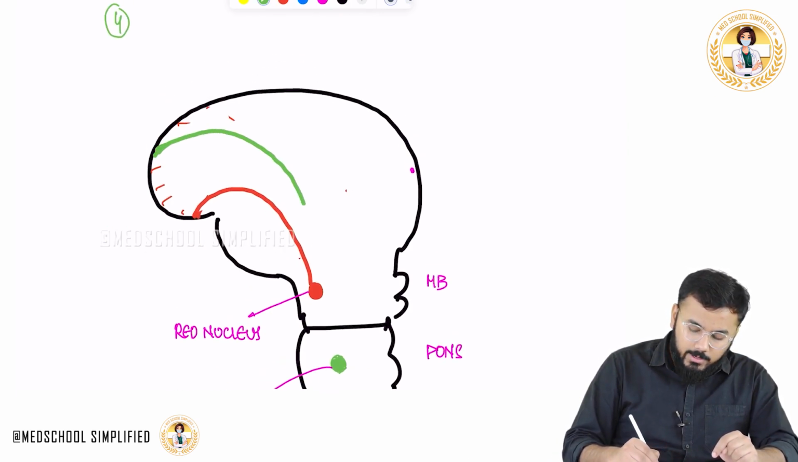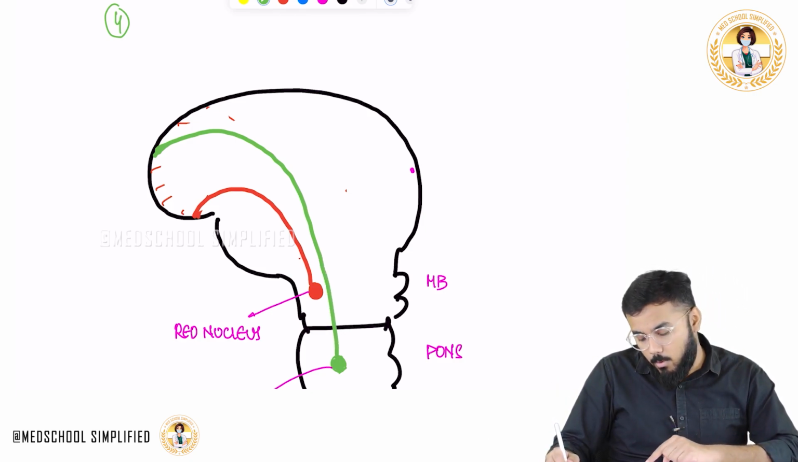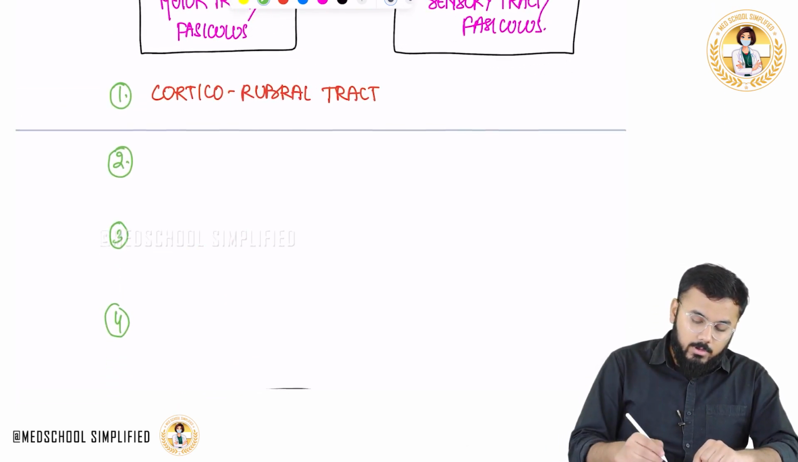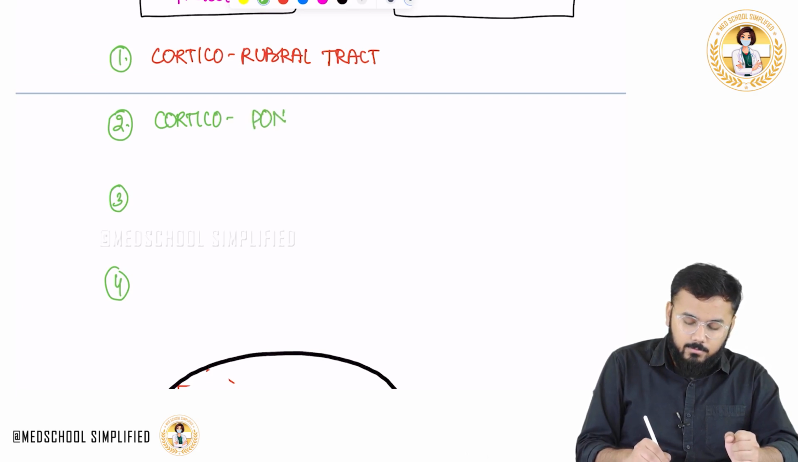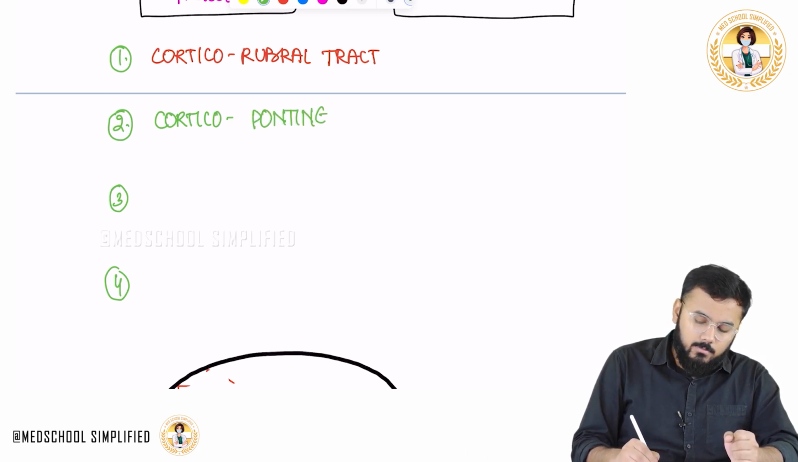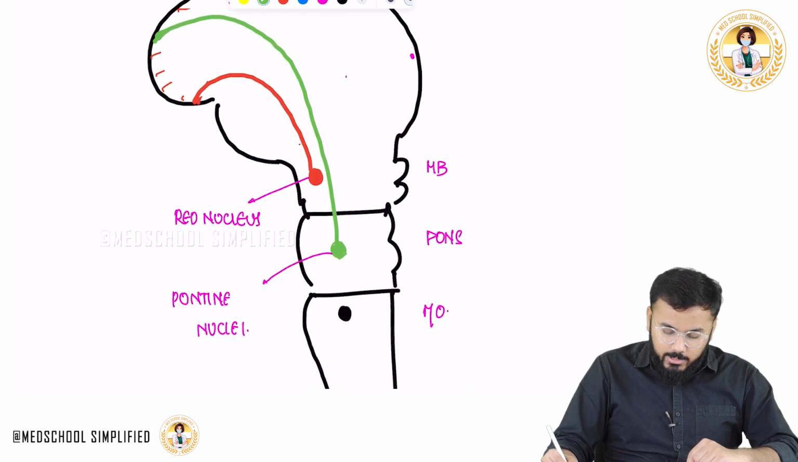The next fiber will also start from the cortex. It goes all the way down and ends in the pons. Now tell me, what is this? Cortico-pontine fiber. Okay. So this tract over here is called the cortico-pontine tract. Clear?